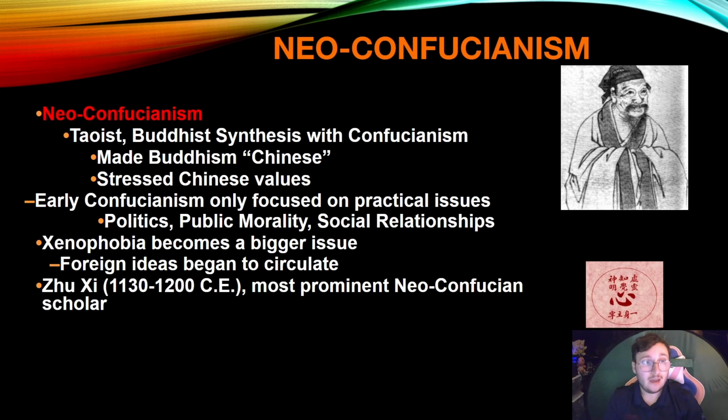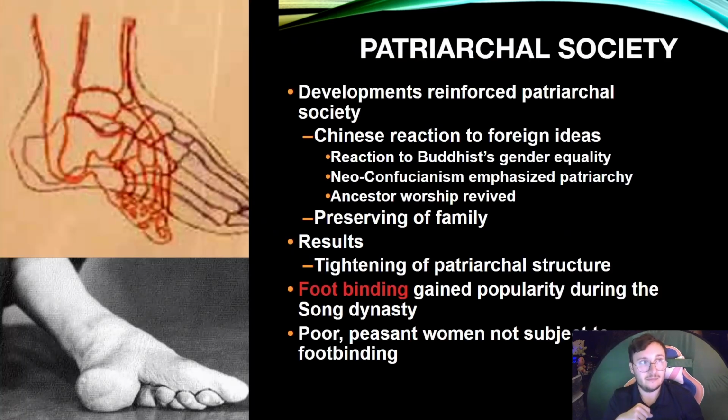Zhu Xi, from 1130 to 1200 CE, is going to be the most predominant Neo-Confucian scholar. And he's going to have some major influences going forward for how Neo-Confucianism works in the Song Dynasty.